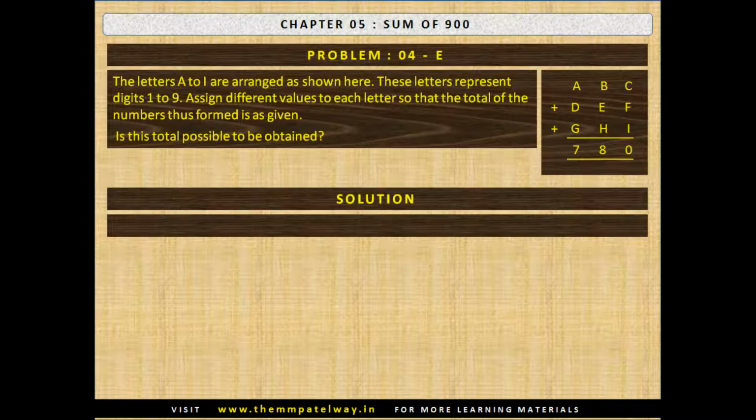Now stop the video and solve the problem. The answer is it is not possible to get a total of 780 under given conditions. The reason is 780 is not divisible by 9.